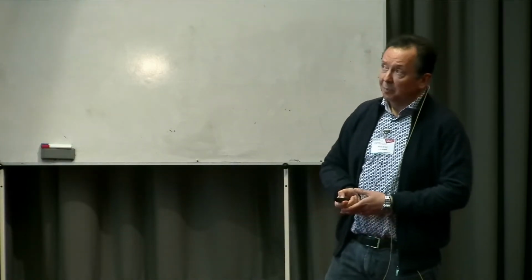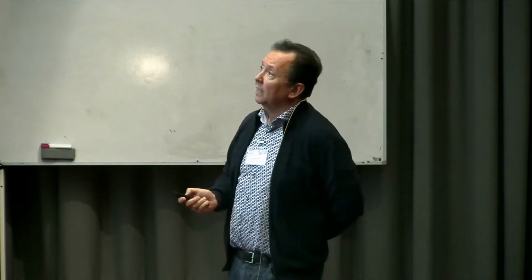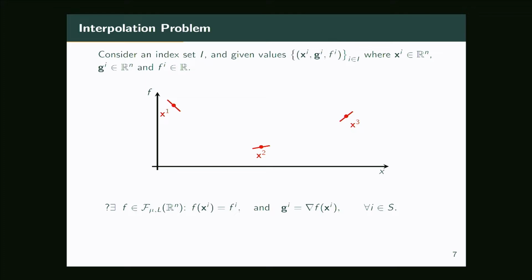Okay, so how does this interpolation problem work? The idea is that we are given an index set, denoted by I, and some data triples. So we're given some vectors x_i, some more vectors g_i, and some scalars f_i. And basically we are asking if this data corresponds to a function from the class that we're interested in.